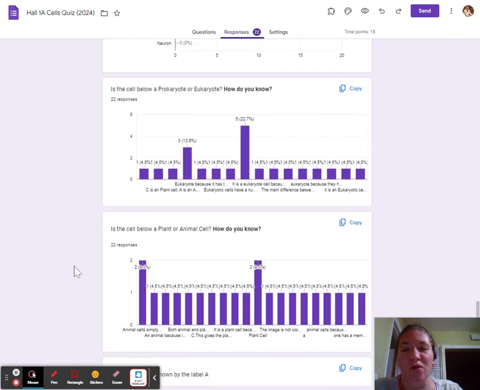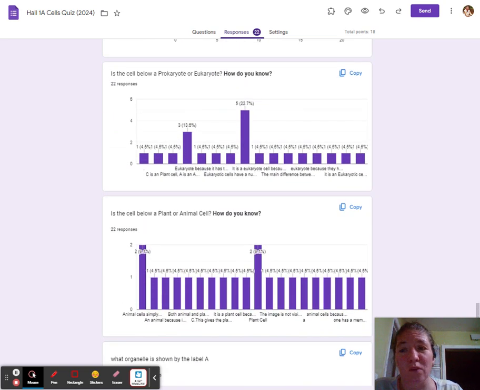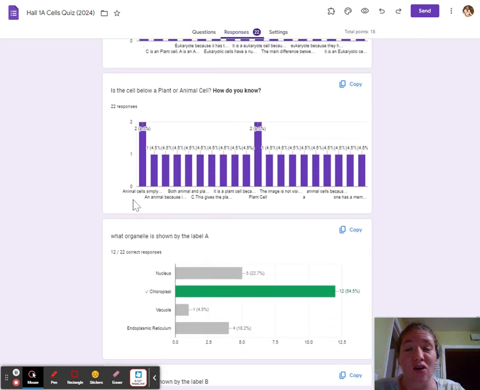All right, so when we go through, is the cell below a prokaryotic or eukaryotic? And this was looking at the picture. It was a eukaryote. There was lots of different answers. If you have that green check or you got points here, you got it correct. It was a eukaryote because it had organelles, it has a nucleus, it had any of those types of reasons, I gave you those points. The cell is also a plant cell.